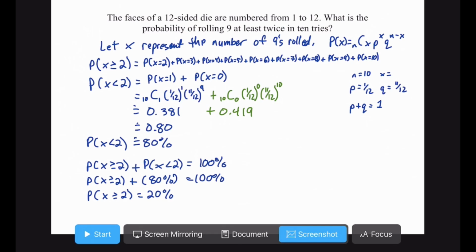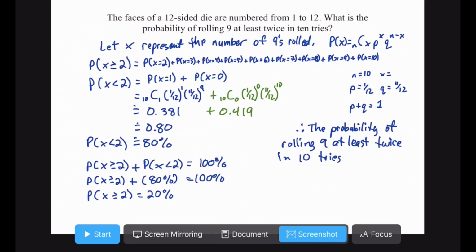Let's finally answer our question with our concluding statement. Therefore, the probability of rolling 9 at least twice in 10 tries is 20%.